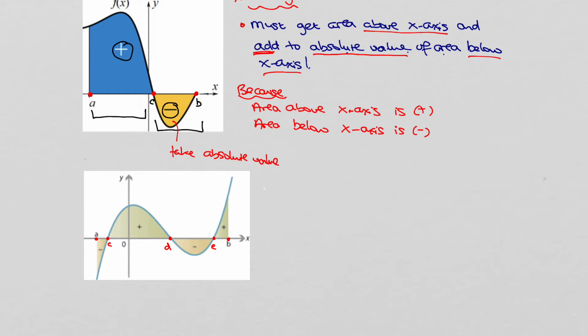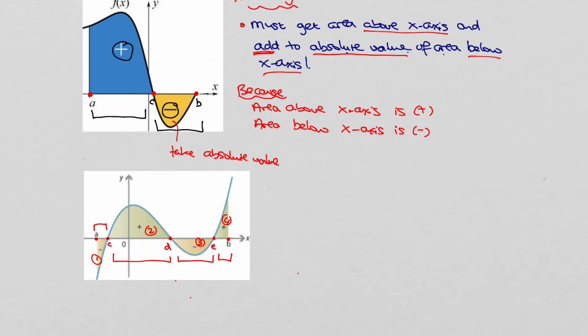So what we would actually need to do is break the shape into 1, 2, 3, 4 parts. We'd get the area between the limits of a and c. So c would be the upper limit, a would be the lower limit. We would then get the area between c and d. D would be the upper limit, c would be the lower limit. We would then get the area between d and e. E would be the upper limit, d would be the lower limit. And we get the area between e and b. B would be the upper limit and E would be the lower limit.